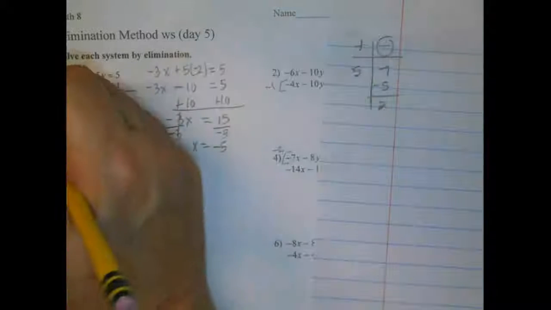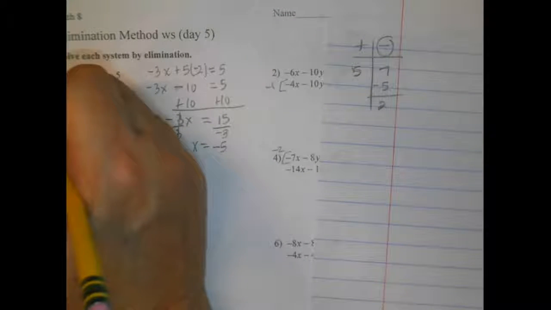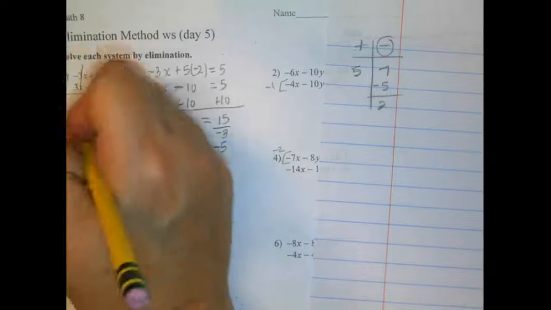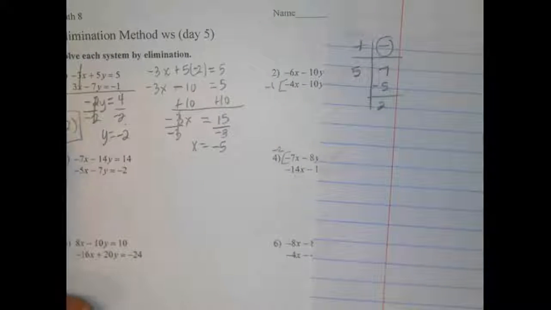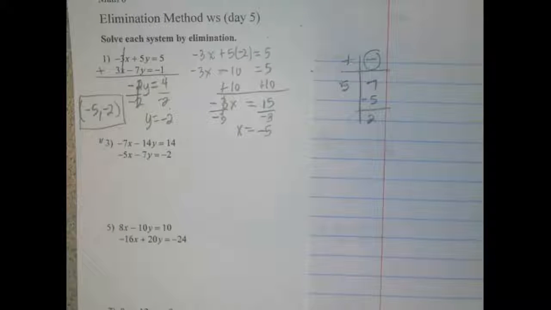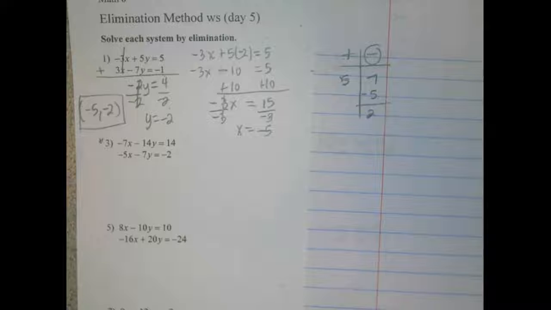Right? So I can put my ordered pair over here: -5, comma, -2. And that's my actual answer. That is where these two lines would intersect. Right? Easy peasy lemon squeezy, right?